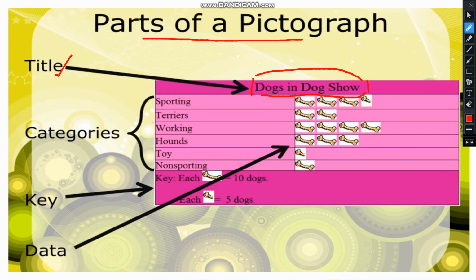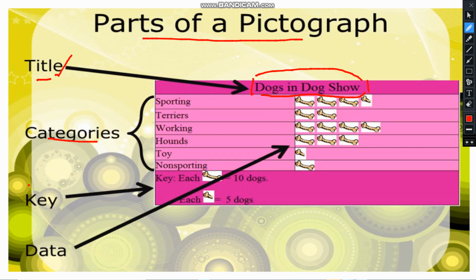तो ये आपका टाइटल हो गया कि ग्राफ या पिक्टोग्राफ किसके बारे में बना है, तो ये पता चलता है टाइटल से. Next come the categories, that means the names, या मेन जो हमारा जिसके बारे में इंफॉर्मेशन हमें मिली है, so that is divided into the groups or categories. So these are the categories like the non-sporting ones, toy, hounds, working, terriers, ये सारी categories हैं dogs की जो यहाँ पे उन्होंने यूज़ करे हैं to show.